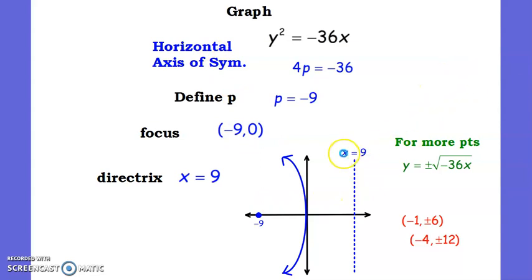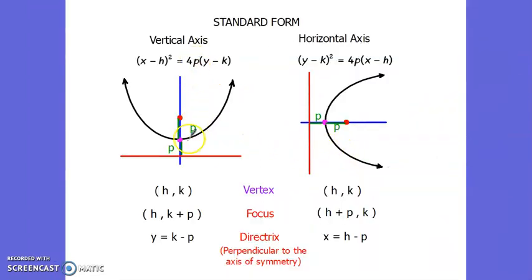Now, let's take a look if they get a little bit trickier. What happens when the vertex is not at the origin? Well, all we have to do there is think about our transformations. We've done this before. If x minus h is going to cause us to travel left and right, y minus k will cause us to travel up and down.